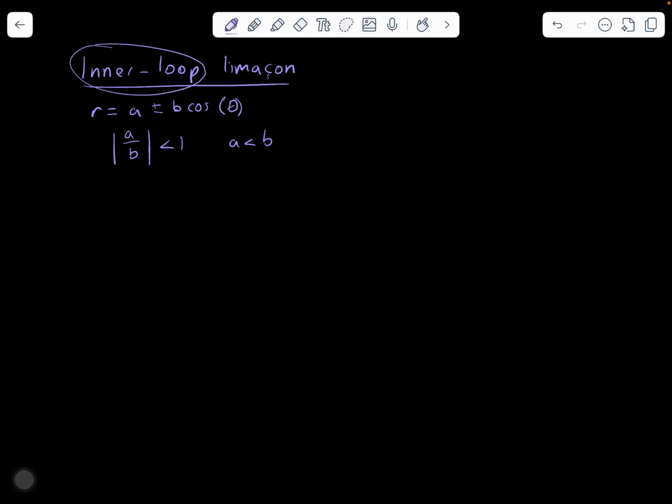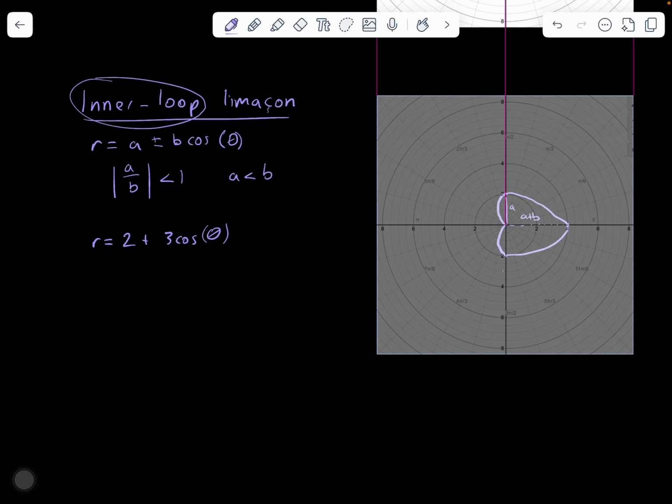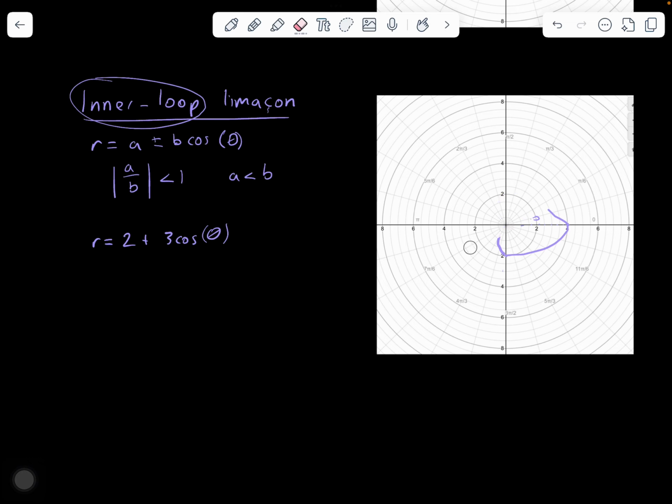So let's take the example of r equals 2 plus 3 cosine theta. So we'll get our graph here again. And we know that 2 is less than 3, so it's going to be an inner loop limaçon. So what an inner loop looks like is it's again a heart, but when we get to the center, there's going to be a loop out like that.